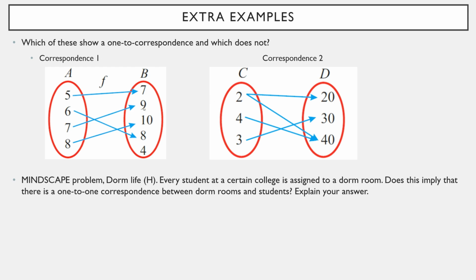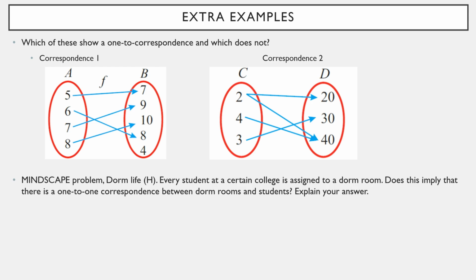All right, let's try this one. Some of the problems from the textbook, these mindscapes, require you to think outside the box. This is called dorm life. Every student at a certain college is assigned a dorm room. So imagine a traditional college setting. When I went to undergrad, I went right at 18, and I lived in the dorms, so I got assigned a dorm room. So every student is going to one dorm room.